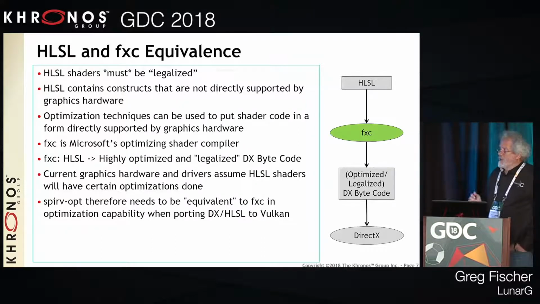So, therefore, in our ecosystem, in our tool chain, we also needed to do those same transformations in our optimizer, hence essentially in SPIR-V opt. So one of the ongoing goals is to get SPIR-V opt to be equivalent to the optimization strength of FXC.